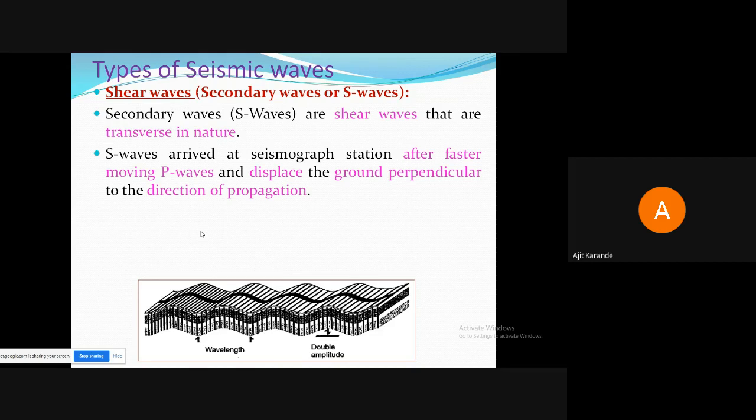and displace the ground perpendicular to the direction of propagation. So displacement of the Earth's surface is in the perpendicular direction. Okay, that is, you can say in the vertical direction. So the direction of propagation of the waves is horizontal. Waves propagate in the horizontal direction, and the movement of the Earth's surface is in the perpendicular direction as well. Since fluids do not support shear stresses, S waves cannot be found in fluid.